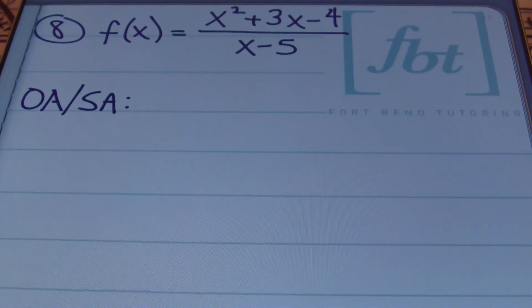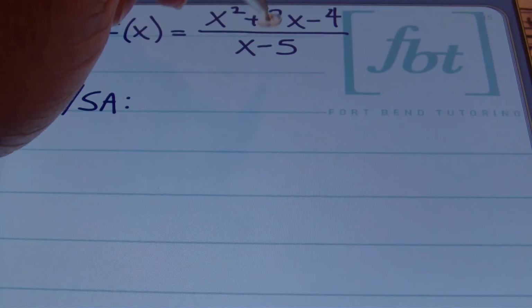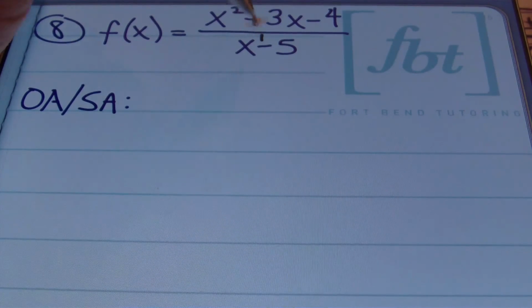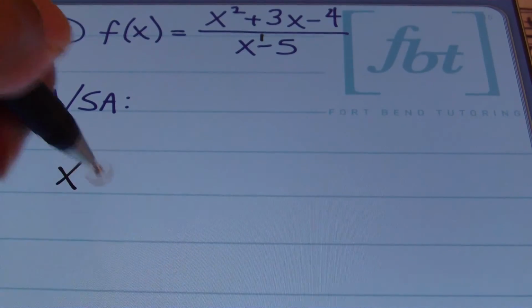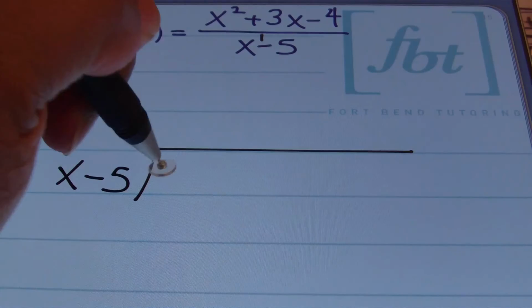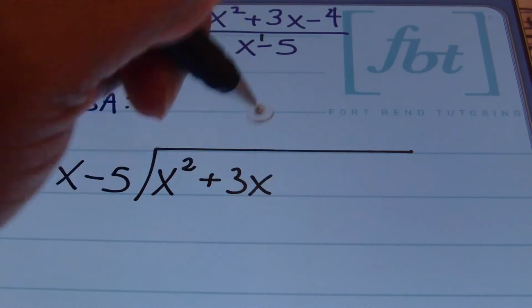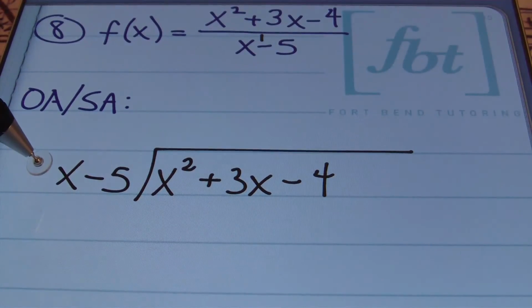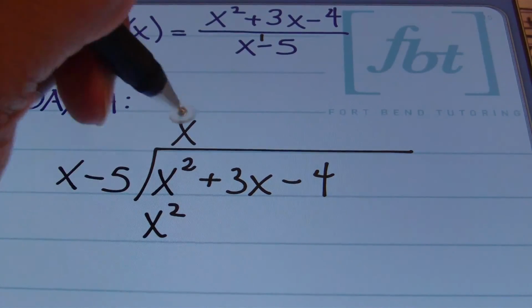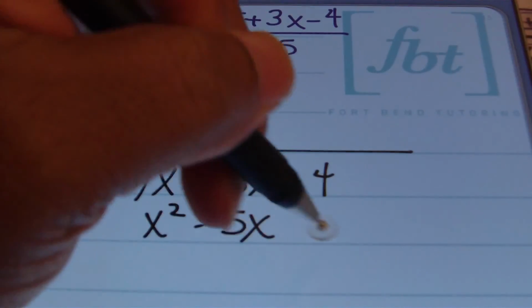In problem 8, we have f of x equals x squared plus 3x minus 4 divided by x minus 5. The highest degree in the numerator is 2, whereas the highest degree in the denominator is 1. Therefore, we do have a difference of 1 between the highest degree in the numerator and the highest degree in the denominator. So I'll be using long division in order to solve this. My divisor is going to be x minus 5 going into x squared plus 3x minus 4. I need to multiply x times x in order to get x squared. X times x is x squared, and then x times negative 5 gives me negative 5x.